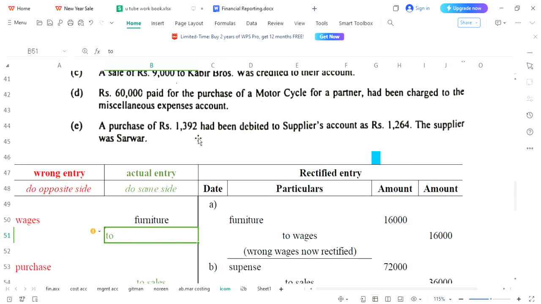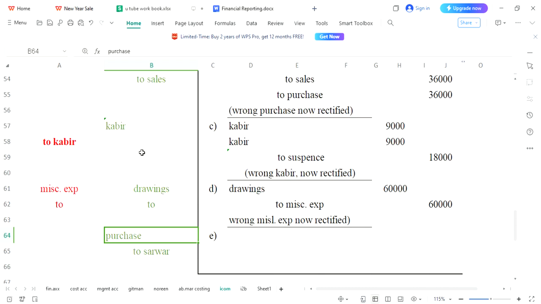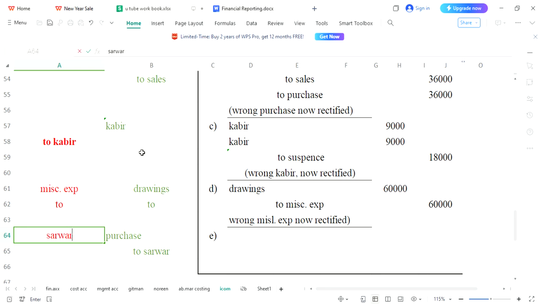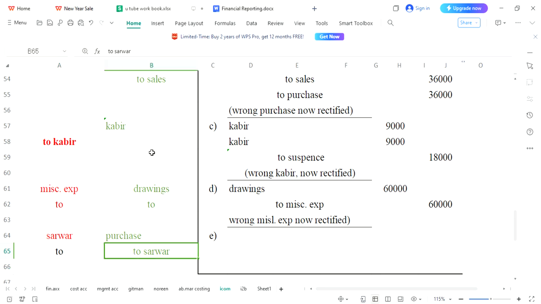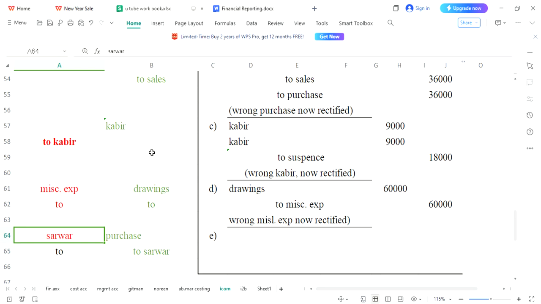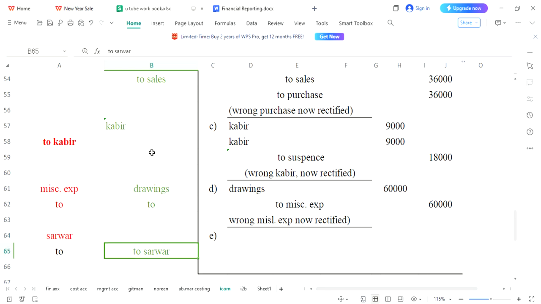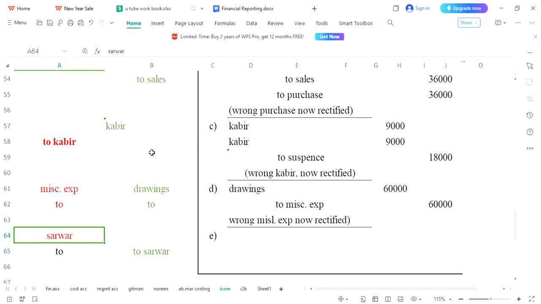Had been debited to supplier, meaning Server account. So we have debited Server account. So this is our mistake. Instead of writing Server on credit side, we have written Server on debit side. There is no mistake in purchase, so you may remove it. Server was required to be written on credit, but we have posted it on debit side. So it is a double error.